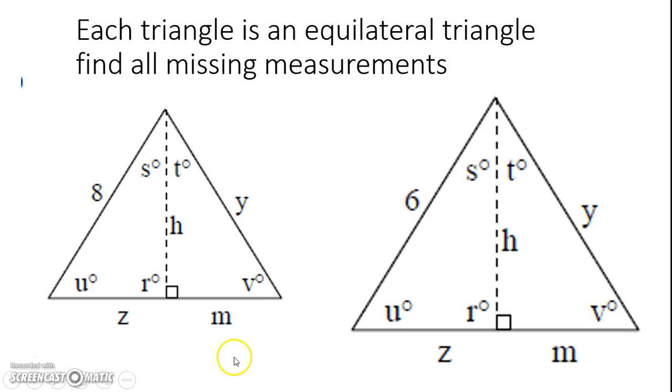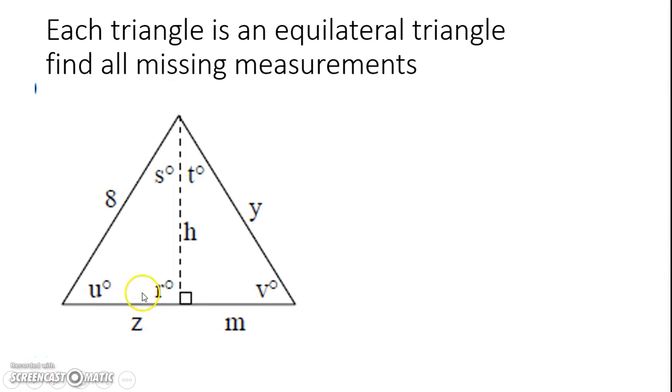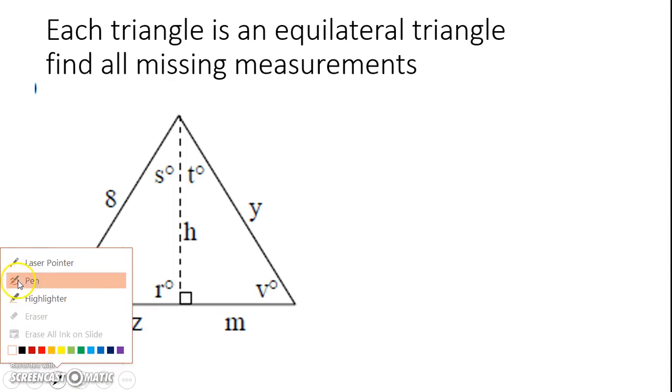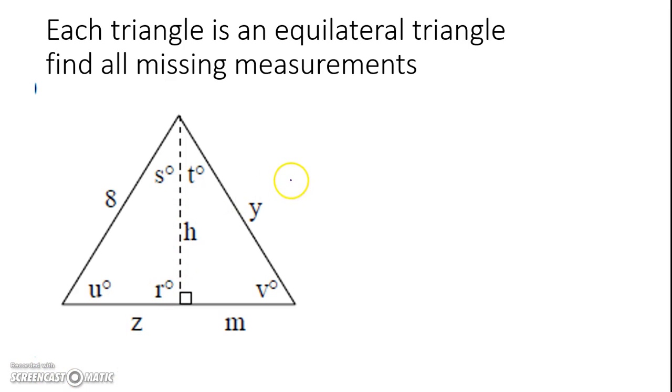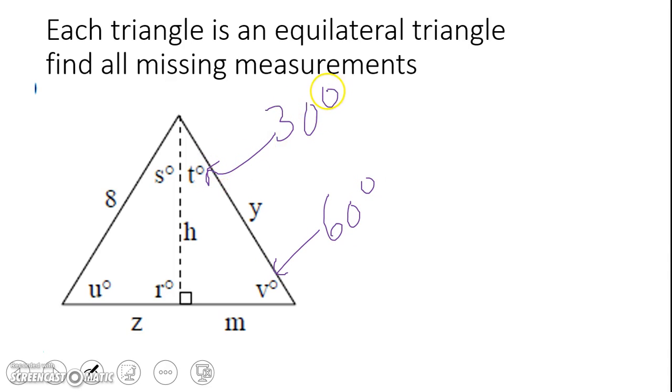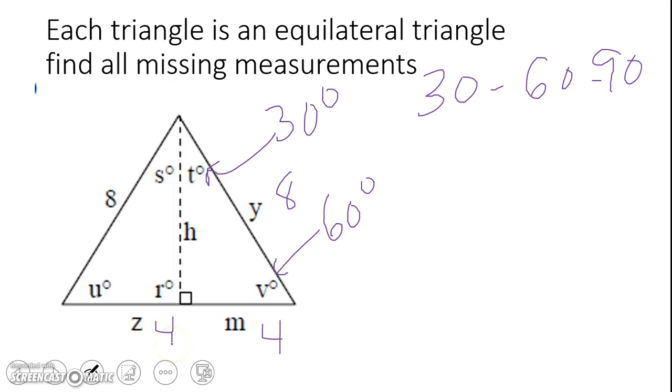Then you had to work with your triangles here, which were equilateral. So let's take a look at one of these. And we'll choose a nice color here. So right here we should have had 60 degrees, and for these, 30 degrees. So this is going to be looking at a 30, 60, 90 triangle. And you should have gotten that y was 8, m was 4, z was 4. And then hopefully you got h by doing the Pythagorean theorem, and h should have equaled 4 root 3.